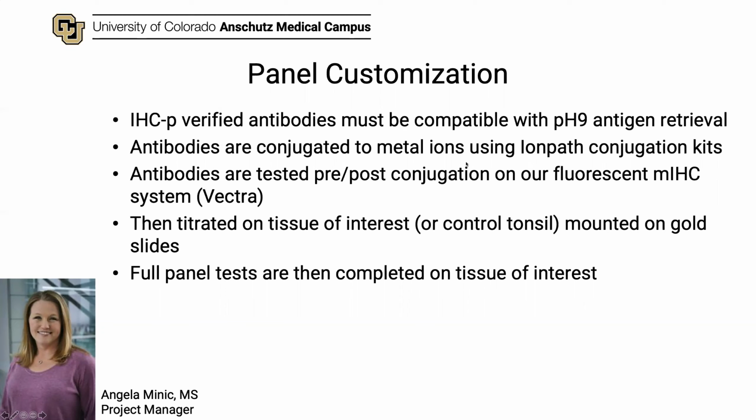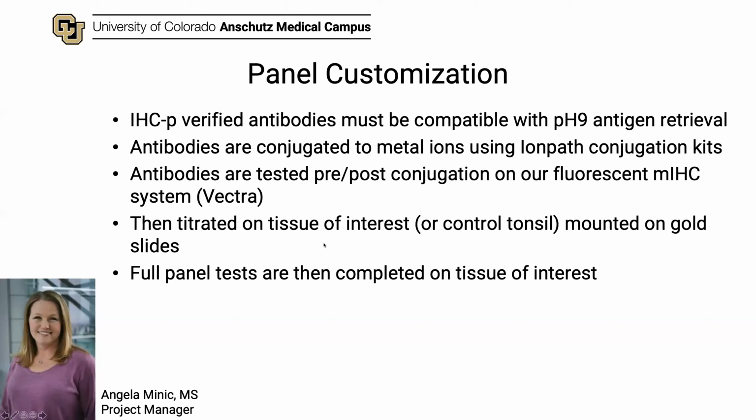And then those antibodies are conjugated to metal ions using the IonPath conjugation kits. We have to test them again pre and post conjugation to make sure that they still work. And we have encountered a few cases where the conjugation itself actually ruins the reactivity of the antibody. So the metal can be deposited on this polymer pretty much anywhere on the antibody, and occasionally we run into antibodies where the metal gets deposited on the antigen recognition domain. And in that case, the antibodies don't work anymore. So we have to take a secondary approach in those cases.